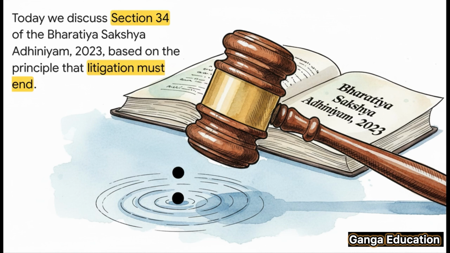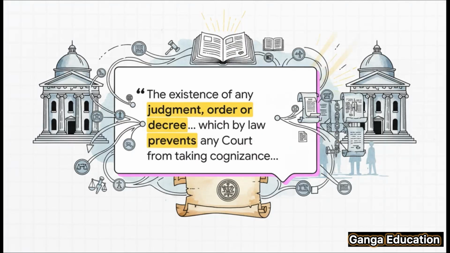What does that mean? Well, it basically ensures that legal disputes don't just go on forever, and it helps save the court's valuable time. So here's what the Bare Act language says, more or less. But let's break it down in simple terms, right? What it really means is this. If a court has already given a decision, a judgment, an order, or a decree on a particular matter, and because of that decision, a new case on the same matter can't be started, then that previous decision itself becomes a relevant fact. Simple as that.